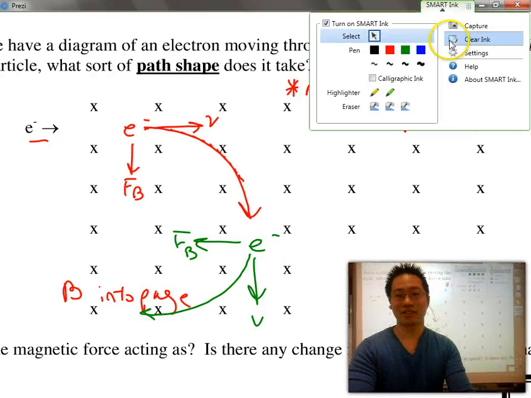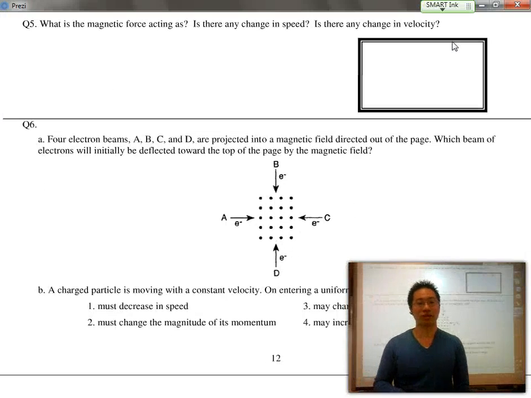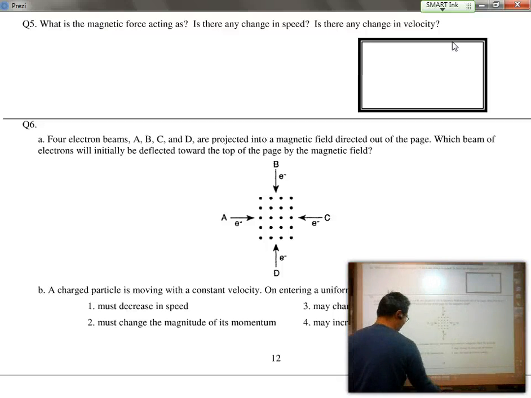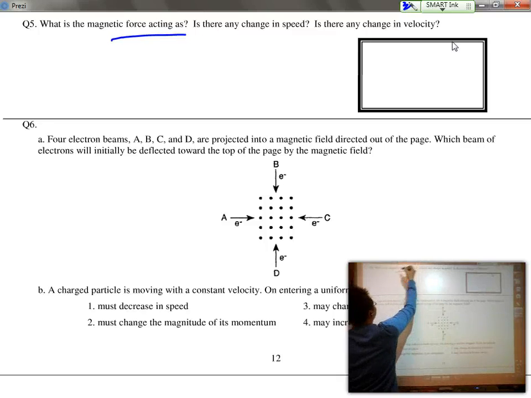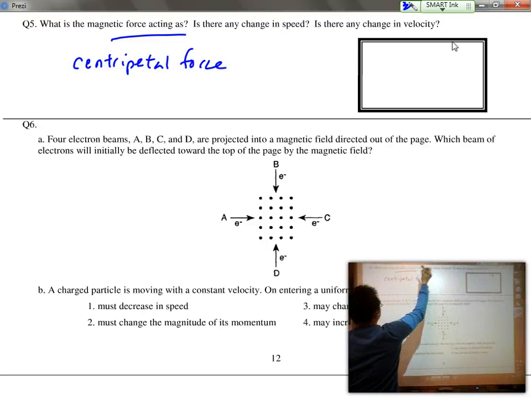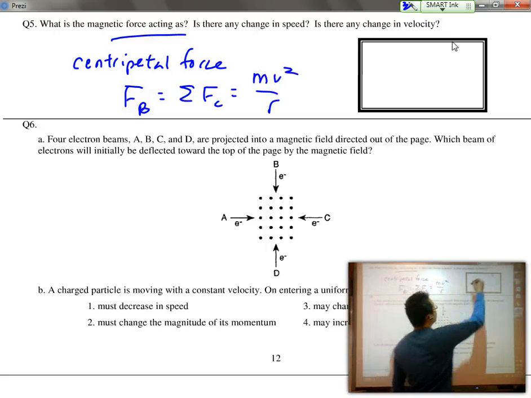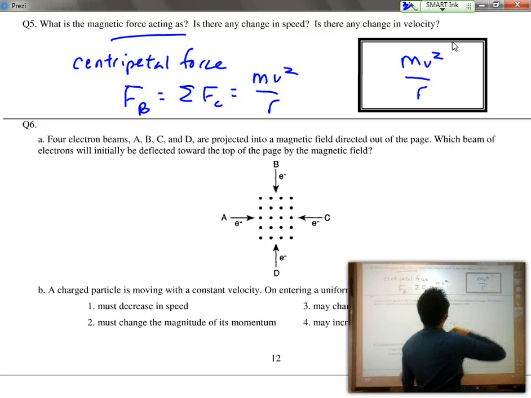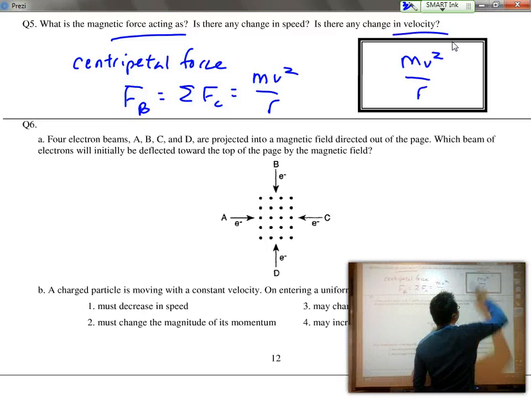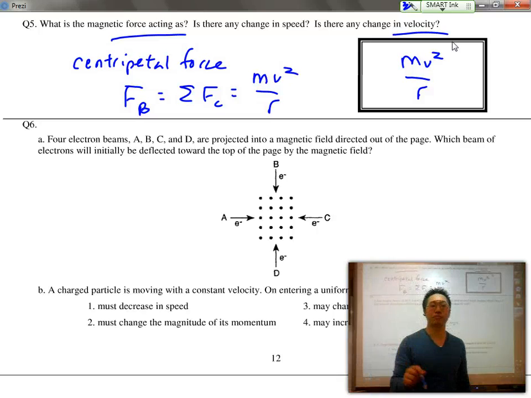The fact is, whenever a magnetic force is acting on a charged particle in a magnetic field, it's always going to be acting as a centripetal force, meaning that F_B equals the sum of F_C, so we can set that equal to mv squared over r. So the main thing here is that mv squared over r. There's a change in velocity because of the change in direction, but there is absolutely no change in speed.